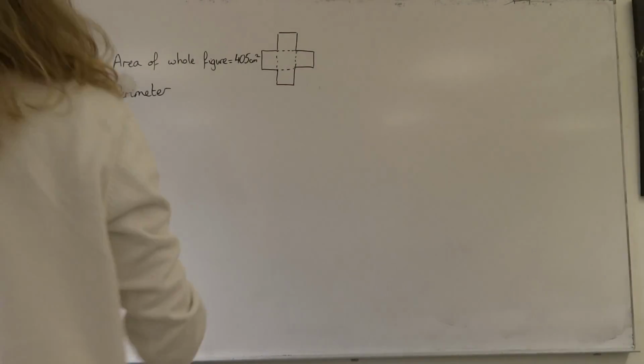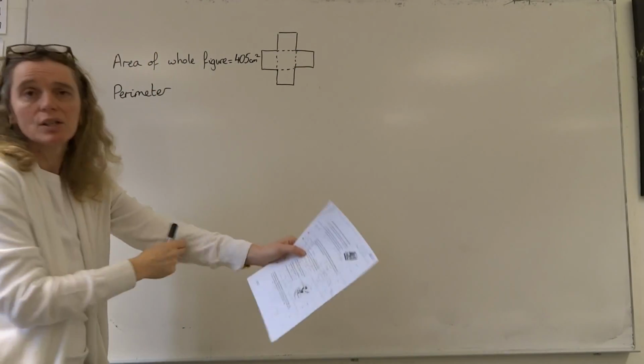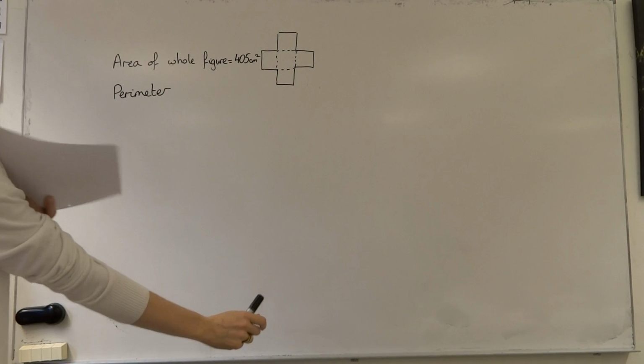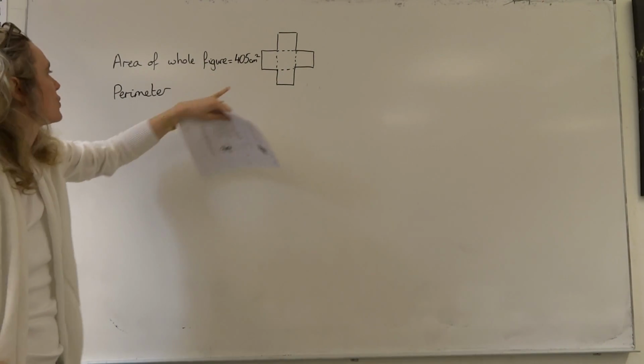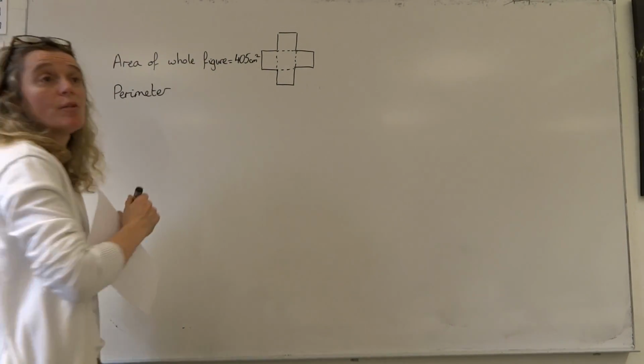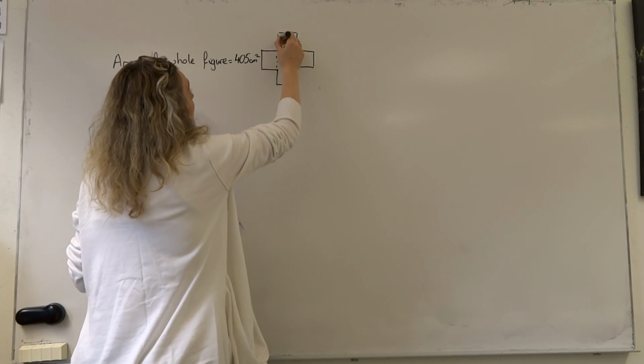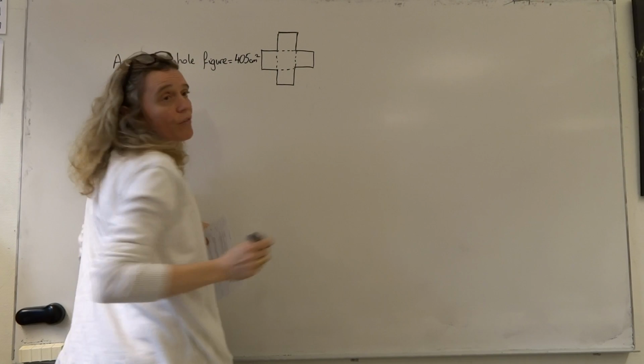Okay, now we have a flat figure. Looks like they're going to fold it up into a box, where we know that the area of the whole figure is 405 centimetres squared, and they want us to calculate the perimeter. So they want us to calculate the outside of the shape.